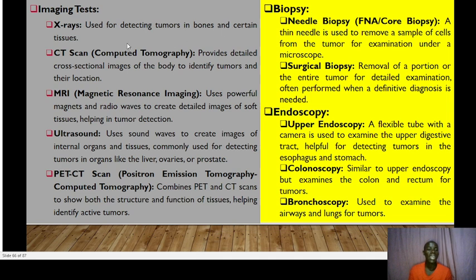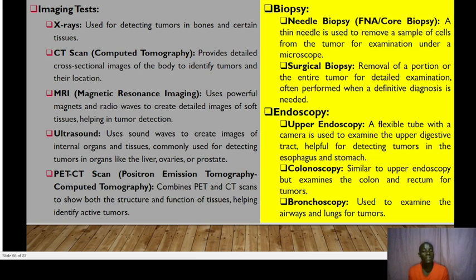So we could use an X-ray to detect tumors in the bones and certain tissues, or the CT scan. CT scan provides detailed cross-sectional images of the body to identify the tumors and their location. Could also do the MRI, magnetic resonance imaging. This uses powerful magnets and radio waves to create detailed images of soft tissues, helping in tumor detection.